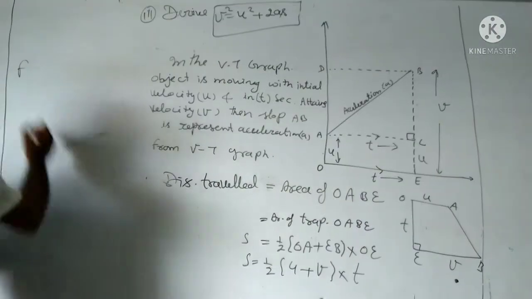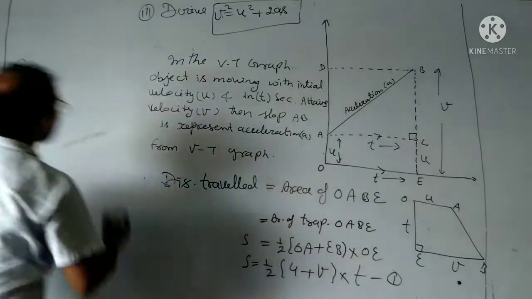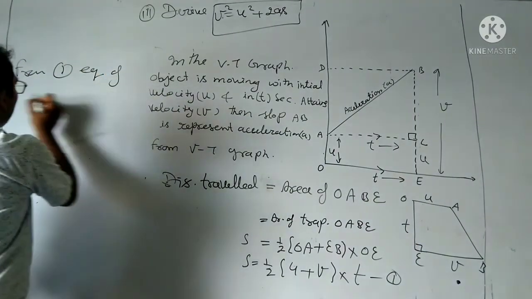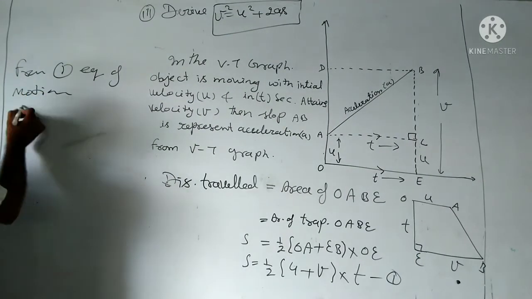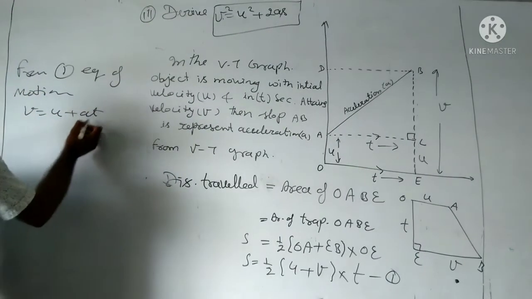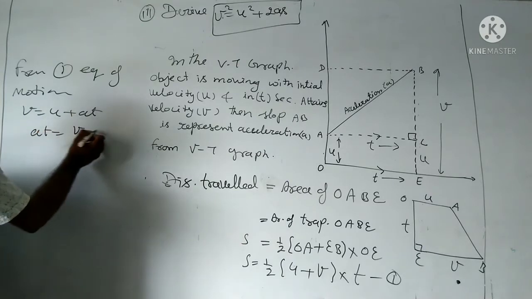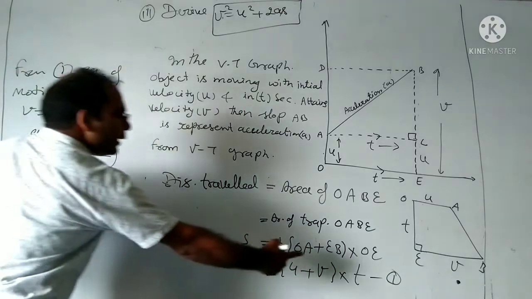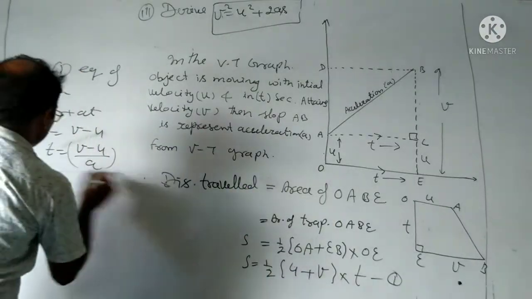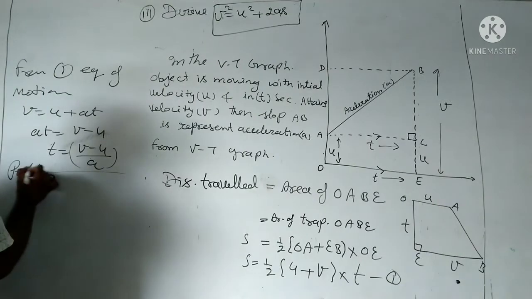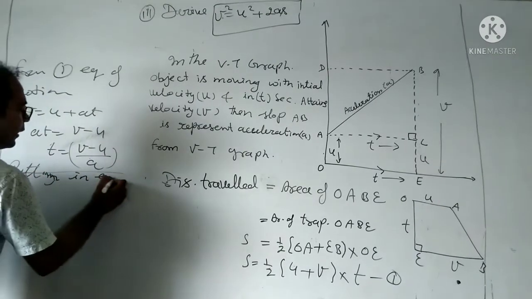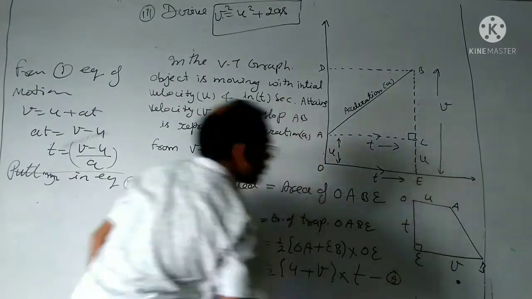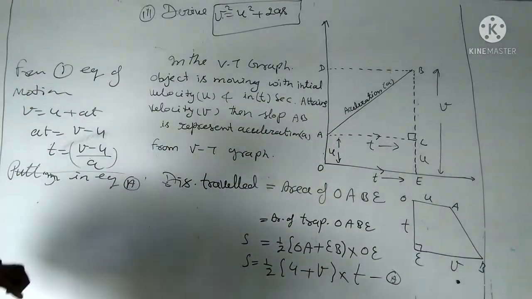From the first equation we can write down equation A. From the first equation of motion, what is that? V equals to U plus AT. AT equals to V minus U. T equals to V minus U upon A. This value we will use here. So here we can write down, putting in equation A. We can give the name of this equation A because it is the first equation of motion. Okay, putting in equation A.